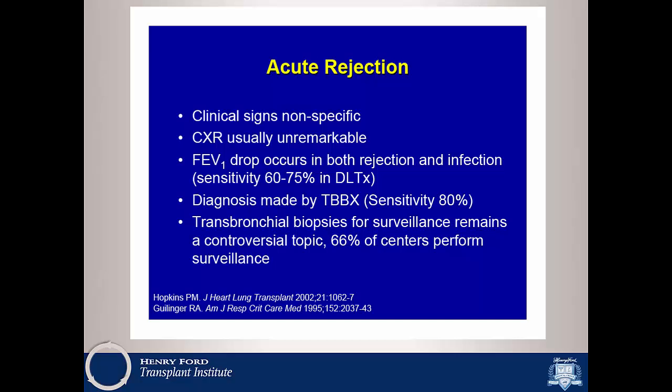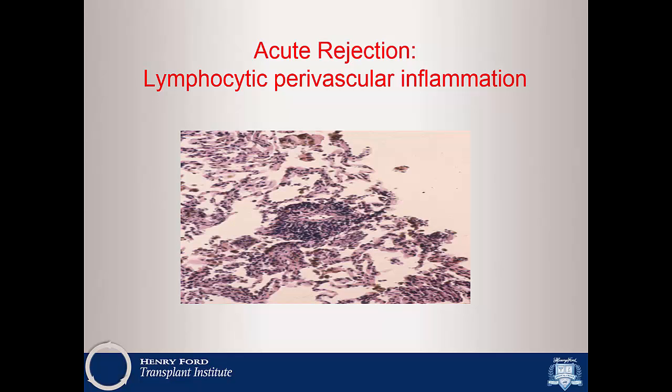A good study out of Pittsburgh, comparing centers that have surveillance and those that don't, showed that they have equal numbers of biopsies done. So I think it's not like you're getting away from doing biopsies. Likely if you're not surveying patients, your threshold to do a transbronchial biopsy is a lot lower than ours would be, having a surveillance schedule.